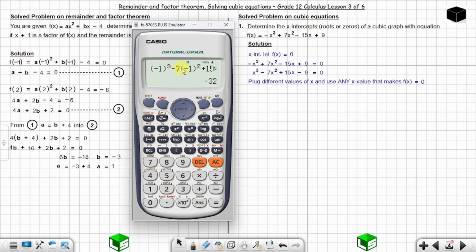Let's try 1. We have tried -1, and -1 does not give us 0. We are going to plug 1 wherever we have x. So you have 1 to the power of 3 minus 7 times x squared, where x is 1, plus 15 times 1 minus 9. You can see 1 is giving us 0. So we are going to use x is equal to 1 because 1 is giving us 0.